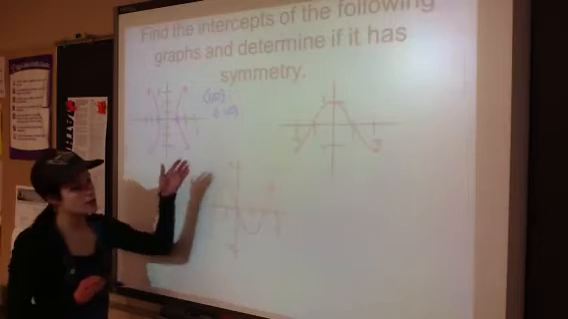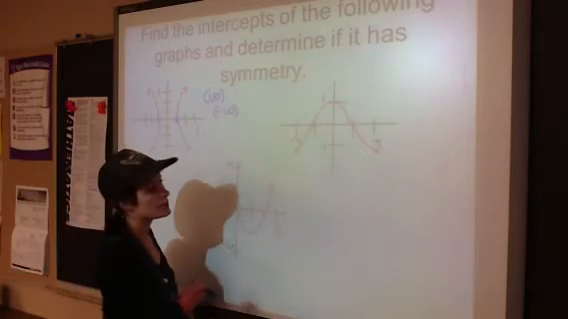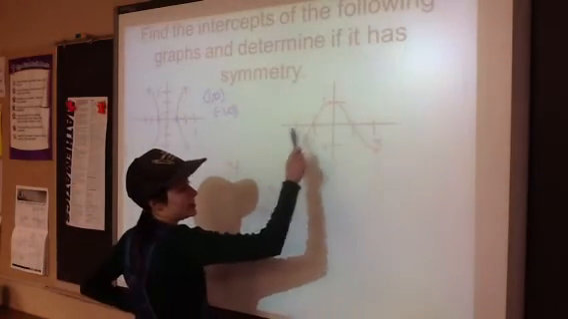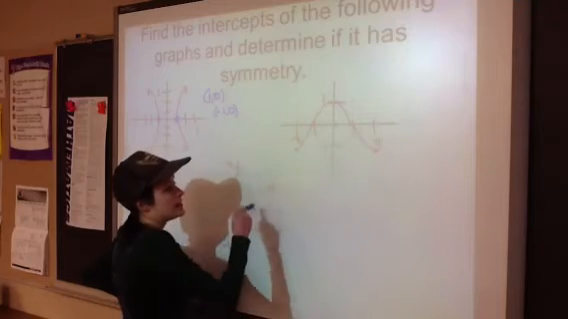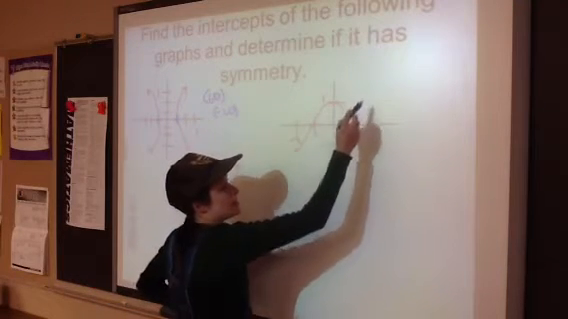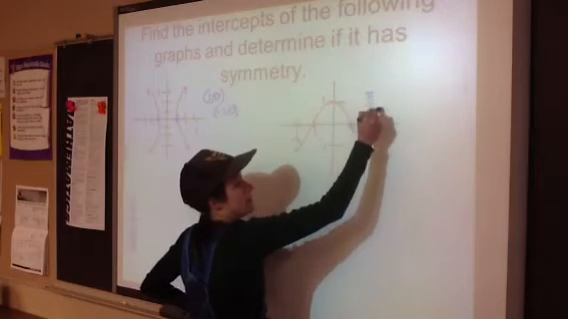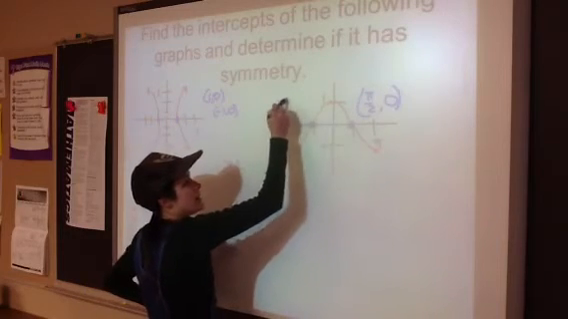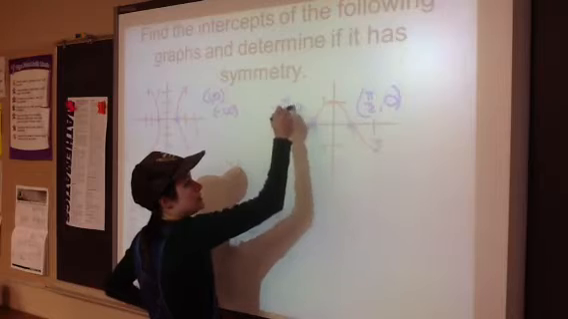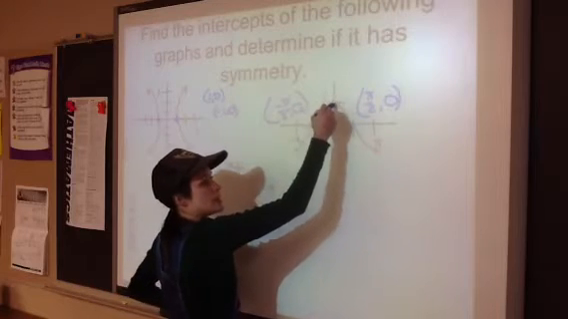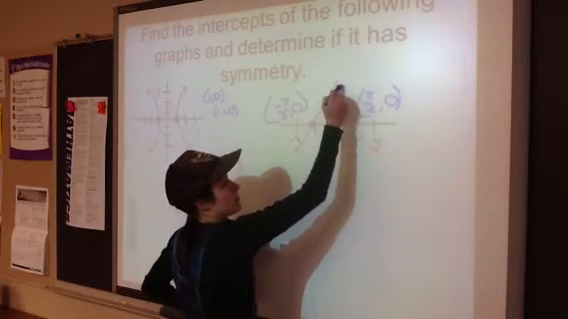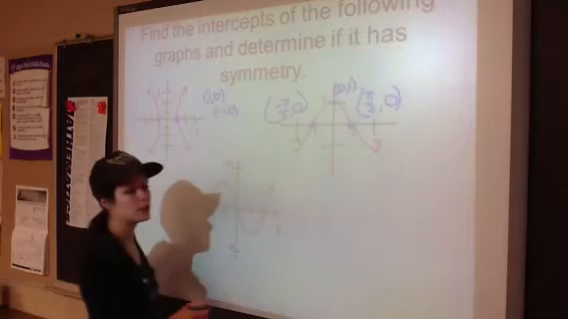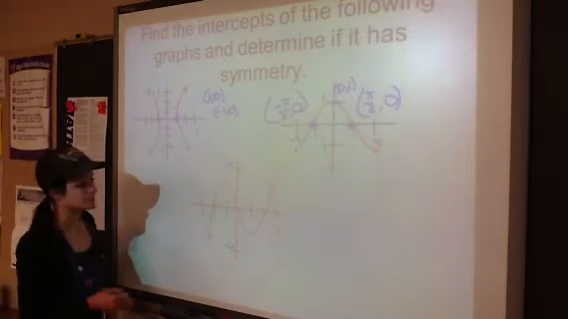So, let's look at the next example. These are pi's, by the way, pi and negative pi. So this intercept would be (pi over 2, 0). This intercept would be (negative pi over 2, 0). And this intercept would be (0, 1). So that one had 3 intercepts, while that one only had 2.